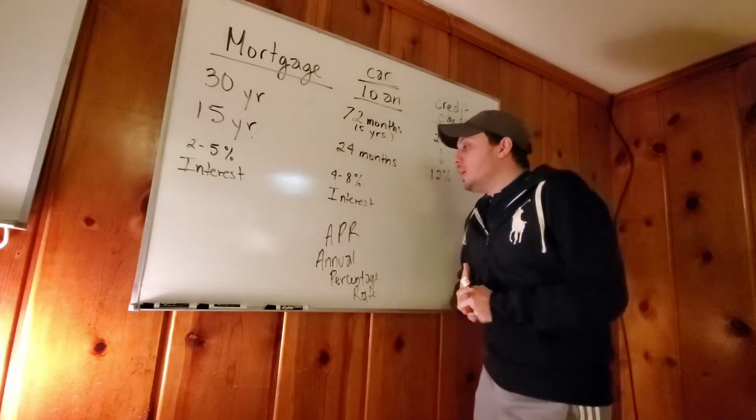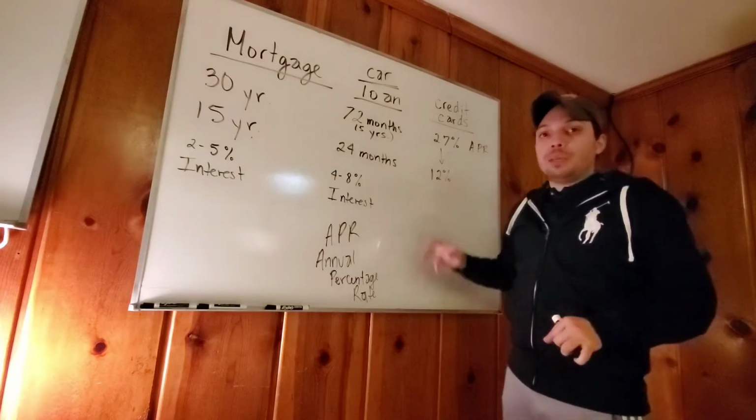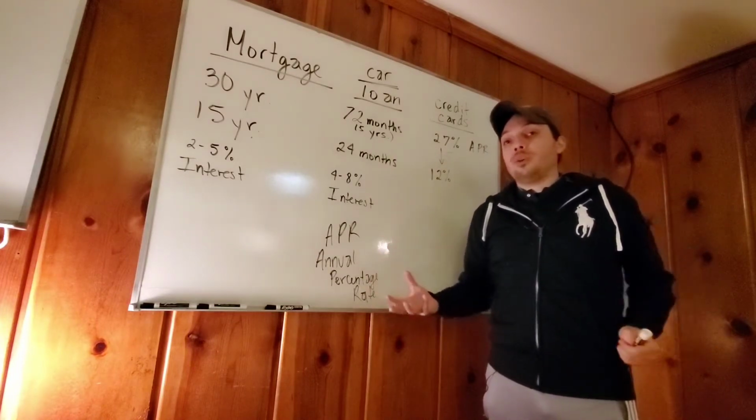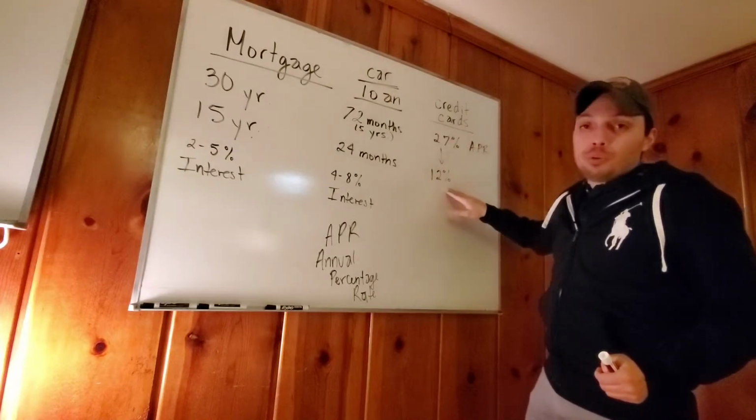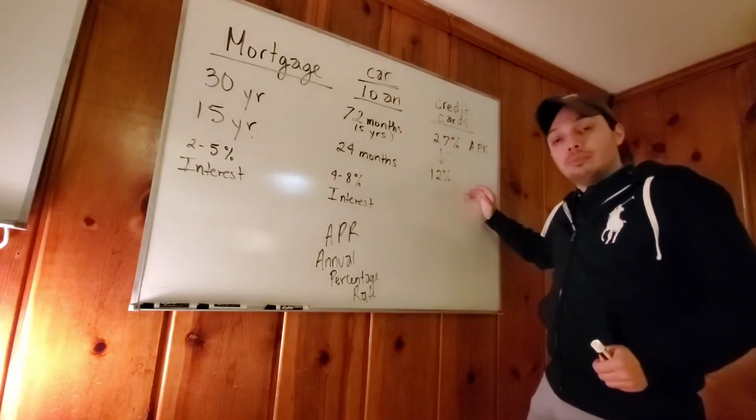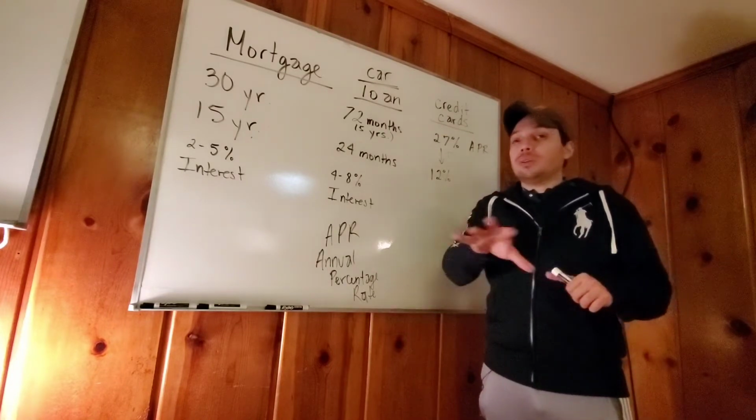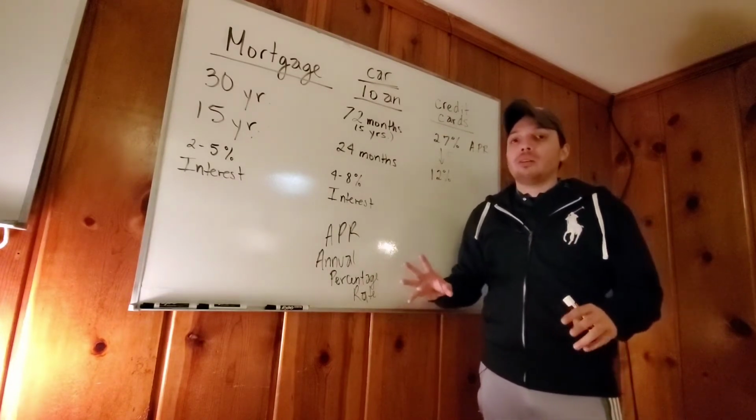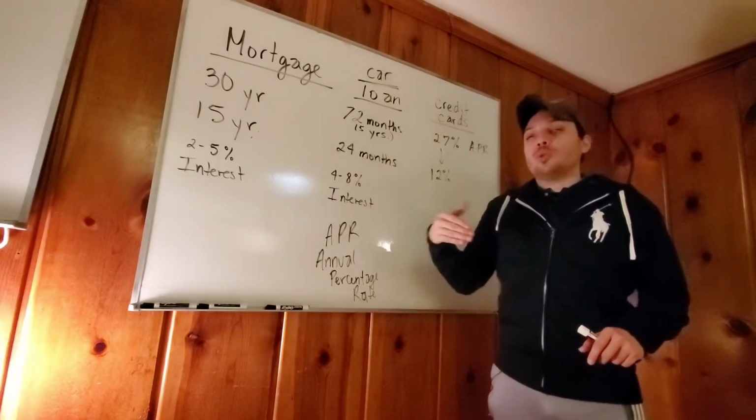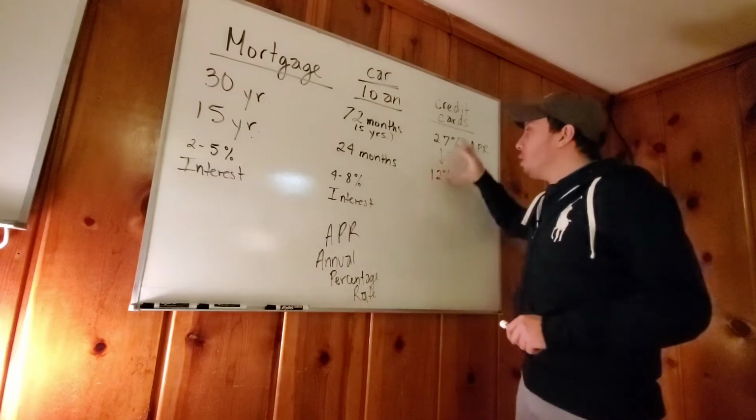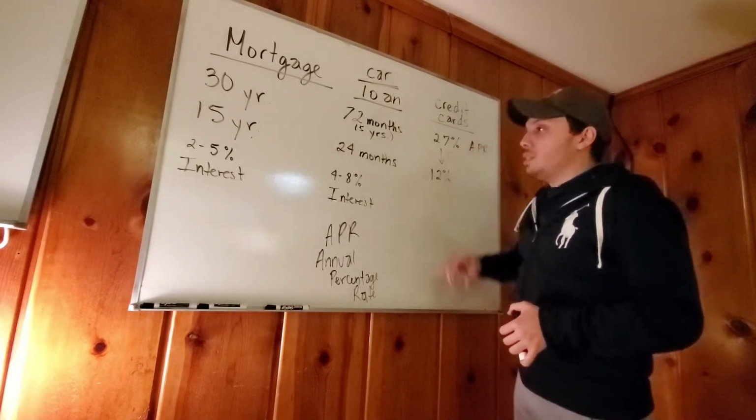And then this one, the credit card, doesn't have a duration because it's for however long you have your credit card, but you have to understand the APR can vary from 12% a year, meaning 1% a month. Some people have as low as 6%, but those are really, really rare cards. Most people would go from 12% to 27, 29, maybe even 30%. But I put 27 because 27 is still pretty high. And so that's how much it is.